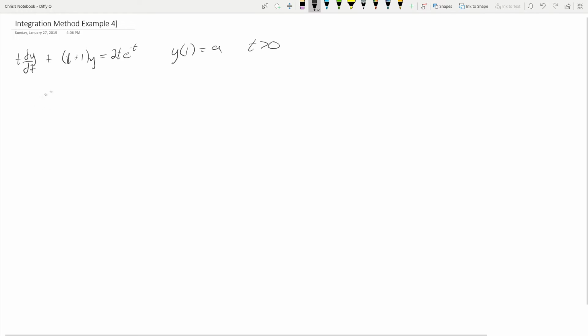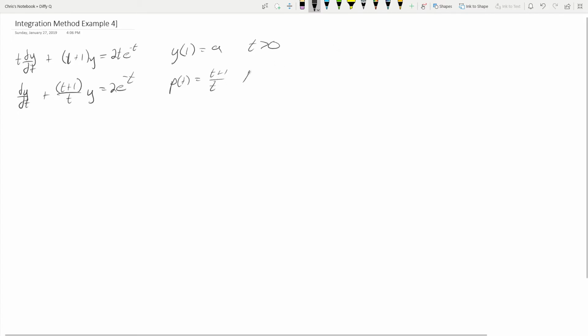So let's first get it into the form we like. We're going to divide by t to get dy/dt plus (t plus 1) over t, y is equal to 2, and that's going to get rid of that t, so e to the negative t. Alright, so then p of t is equal to (t plus 1) over t.